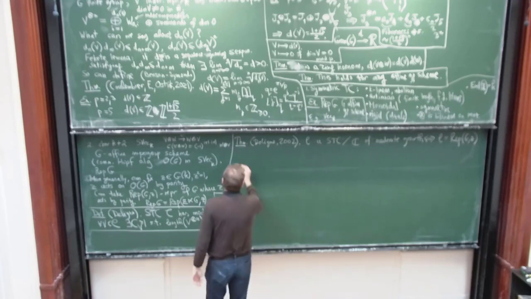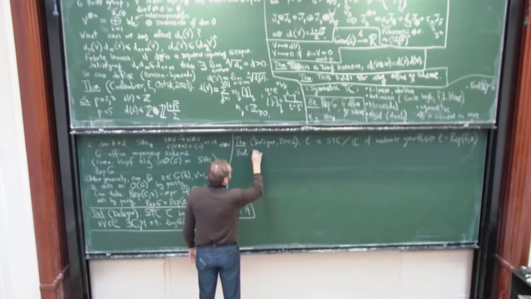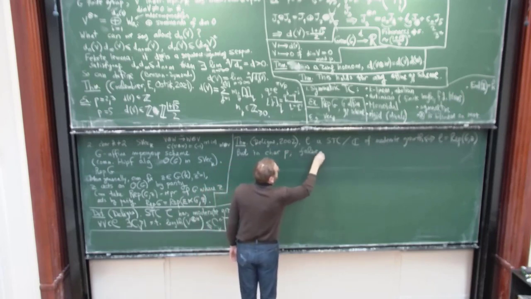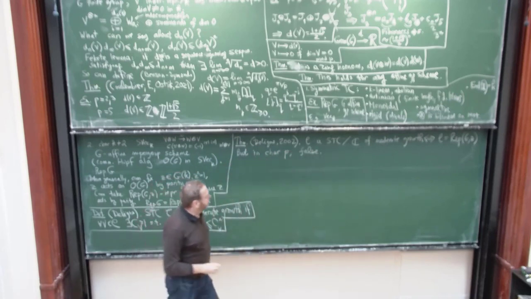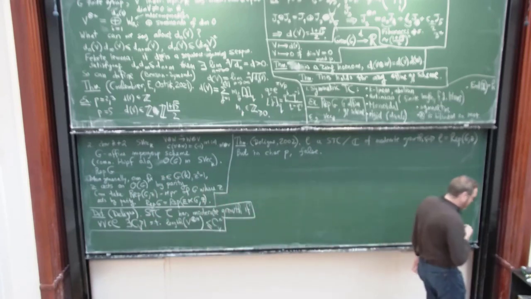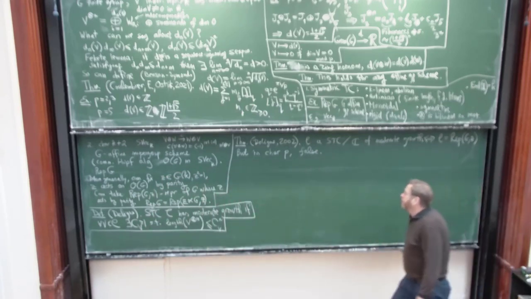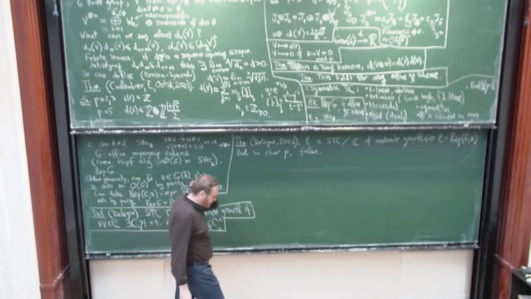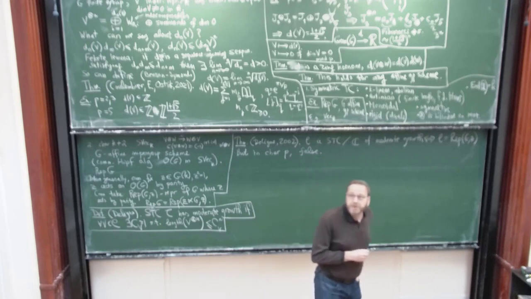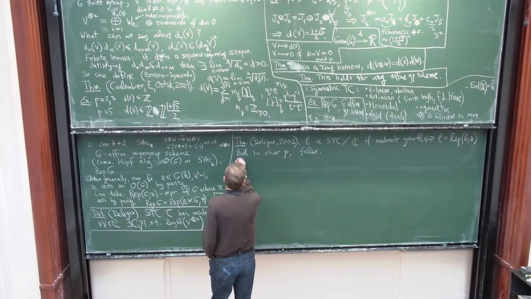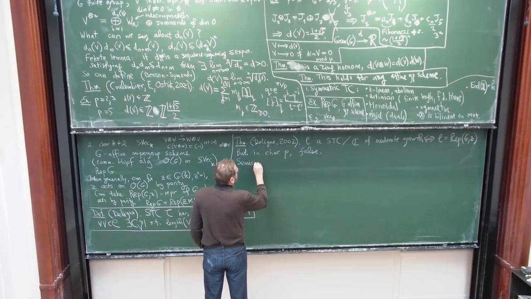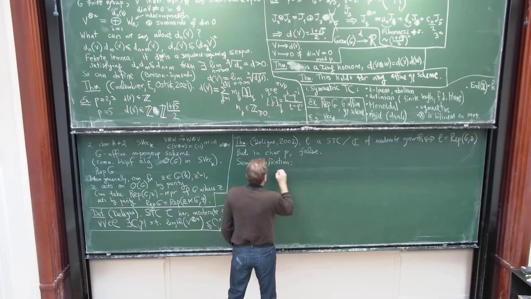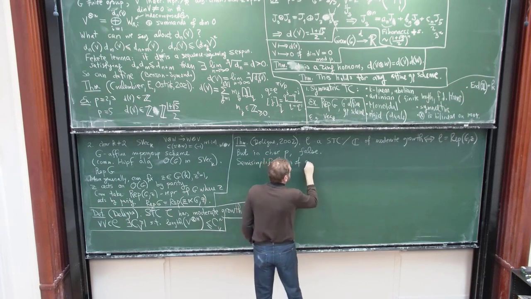Okay, but in characteristic p, this is false. The simplest example of this, again, is provided by characteristic 5, but to explain this example, I need to explain the concept of semisimplification of a symmetric tensor category.